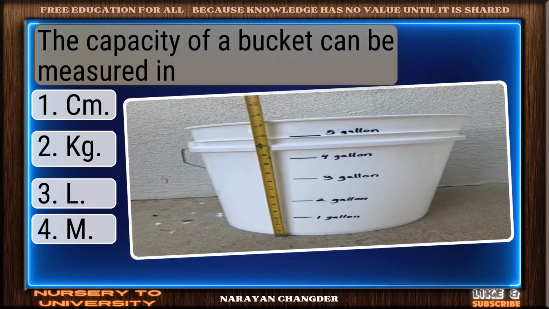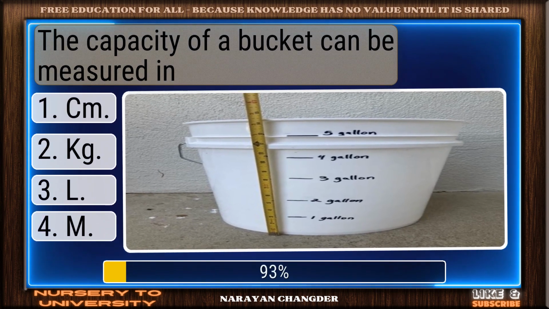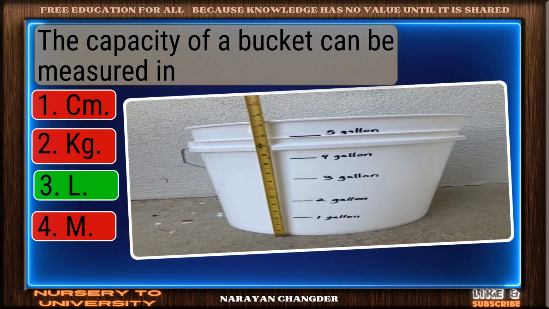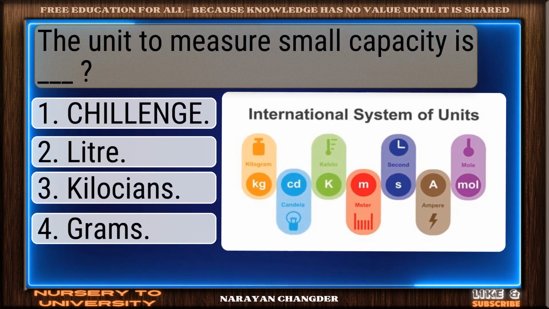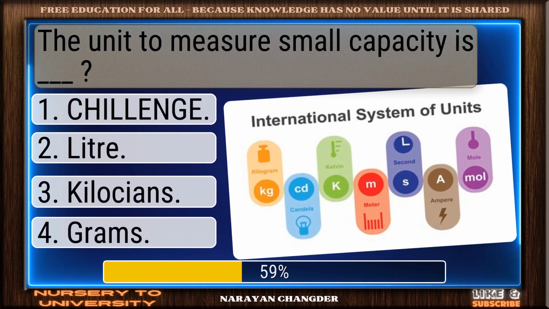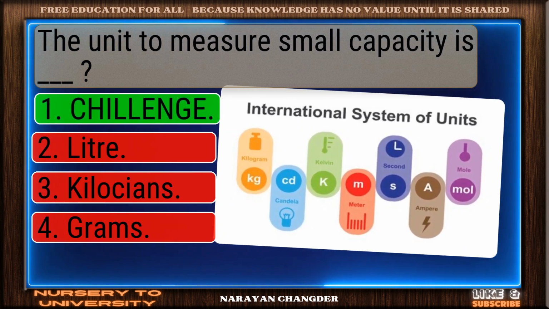The capacity of a bucket can be measured in. Smart move. L is an accurate answer. The unit to measure small capacity is dash. Good thinking. Milliliter is the right answer.